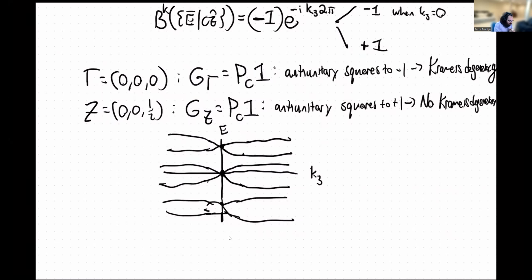Okay, so that's pretty much all I wanted to say about little groups and their representations. And now we can move on to try and understand how we can learn about band topology using some of these tools. So before we do that, does anybody have any questions?